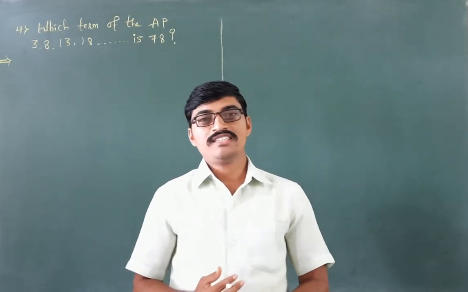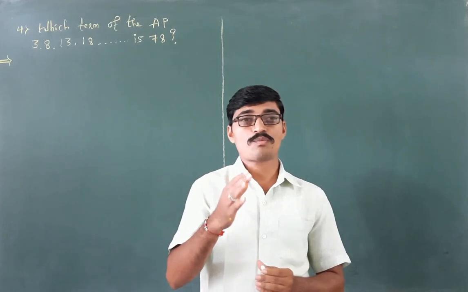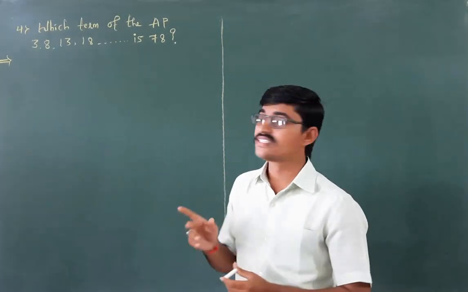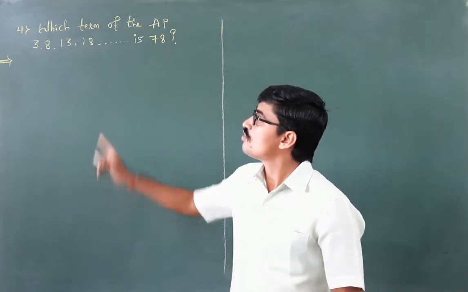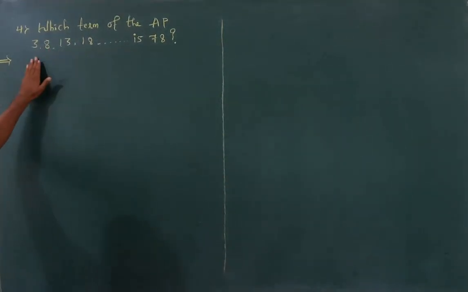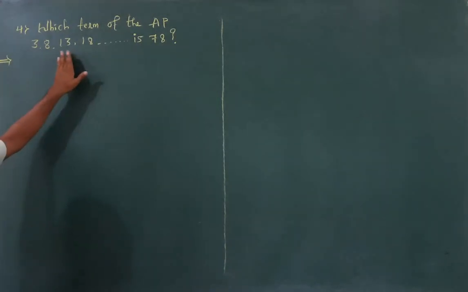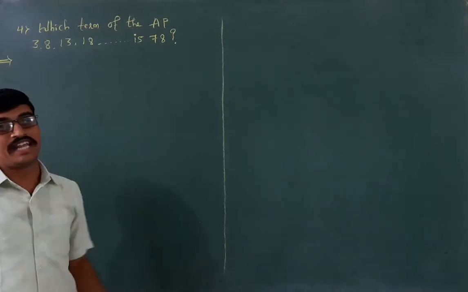Hi my dear students, in the previous class we solved exercise 1.2, the first, second and third problems. Let us start the fourth problem here. Which term of the AP 3, 8, 13, 18 and so on is 78?